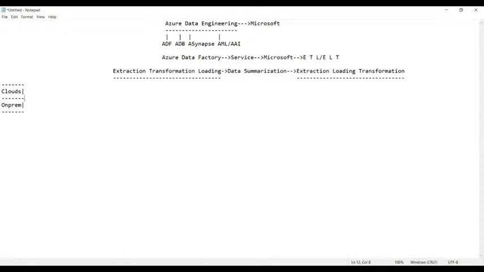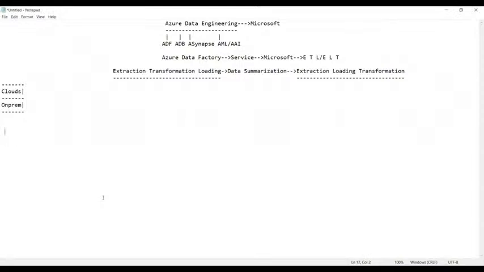Yes, on-premise, whatever the software is, it is installed in your local system. Yeah, that's fine. Anyone else? Any other opinions, please, guys? Okay, anyways, no problem. We will discuss it.